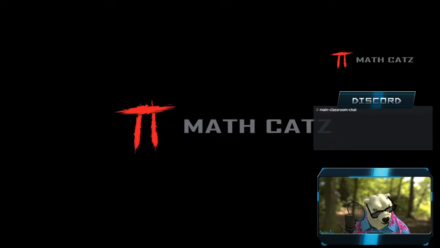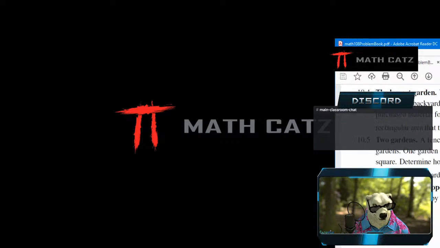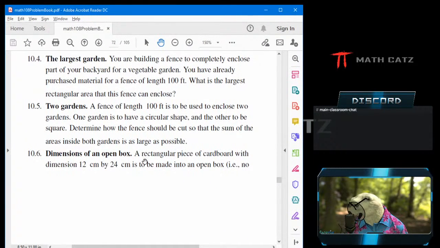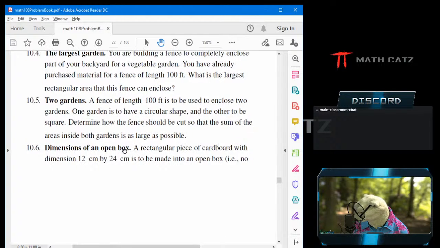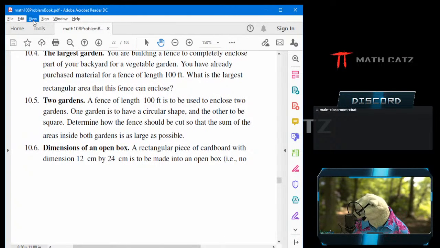Right, good morning and welcome to our continued discussion on optimization problems. Let me just open the problem book here. All right. I want to do two problems and then we'll see where the time takes us. I want to do 10.6 next.